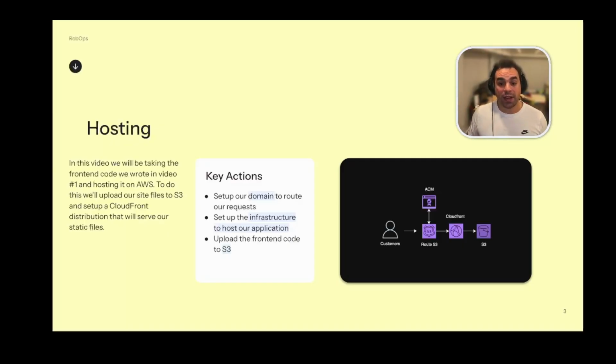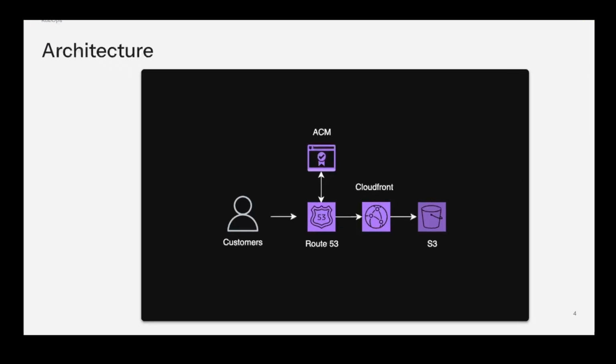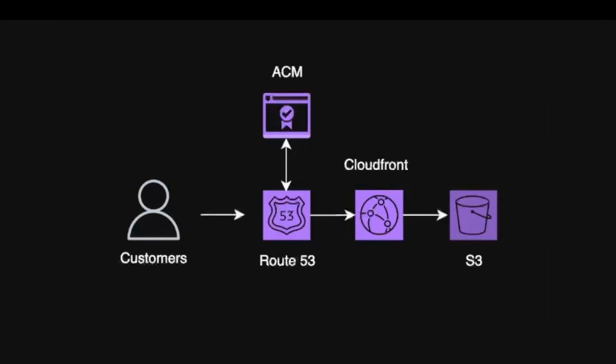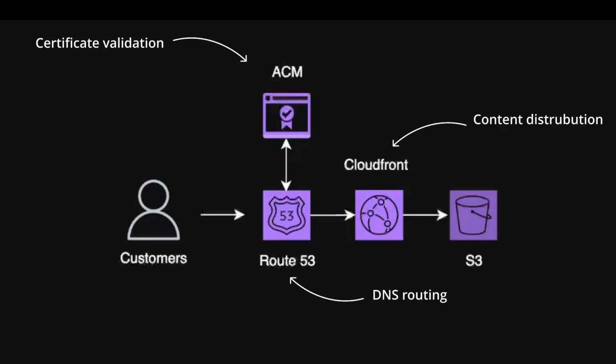This will involve setting up our architecture on AWS using components like S3, CloudFront, Route 53, and Certificate Manager. The architecture we'll be setting up will look something like this. We are essentially going to use Route 53 to route requests from our domain to our CloudFront. Our CloudFront will be responsible for serving the files from an S3 bucket back to our customers. Certificate Manager will be used to ensure that we can create a secure connection with our customer's browser.